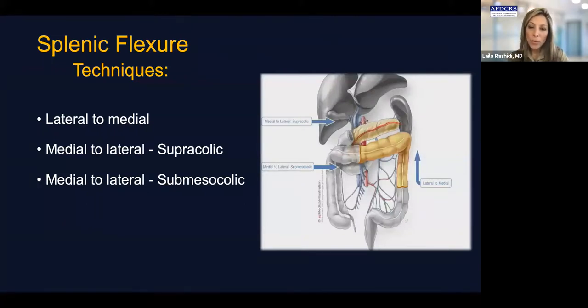There are different ways you can do splenic flexure. Honestly, there's no one set way that is the right way. So there is lateral to medial, which is the approach that I usually do for my cases, but it depends on what case you're doing. You can do a medial to lateral and go supracolic, above where the transverse colon is, or you can do the submesocolic. It depends on how you were trained and how you like to do it.